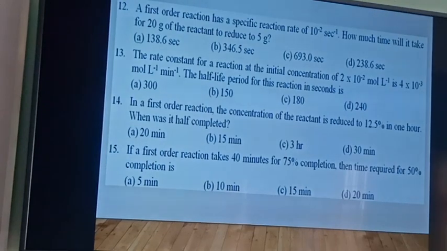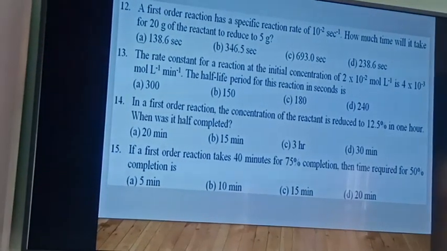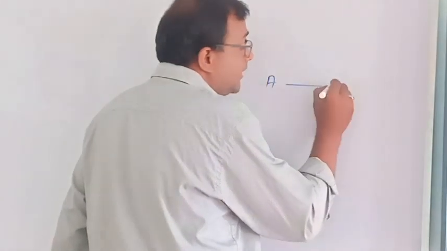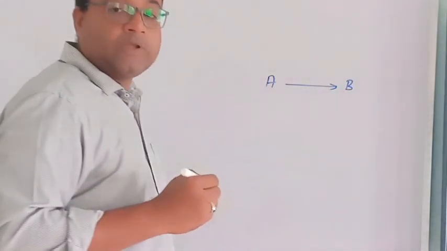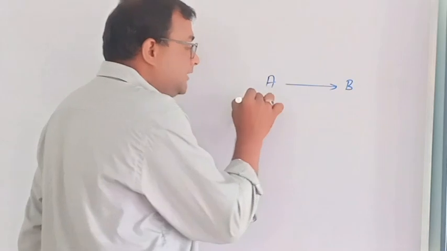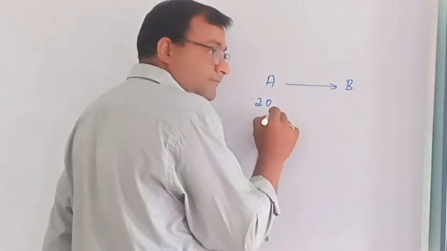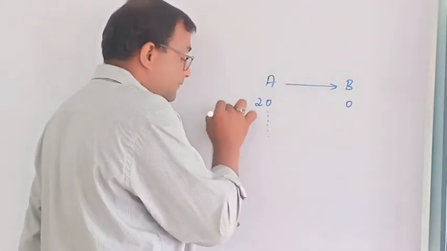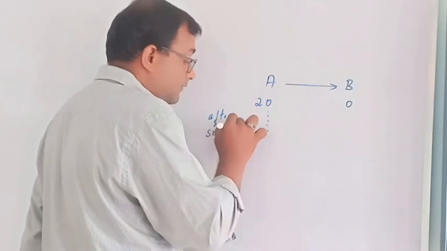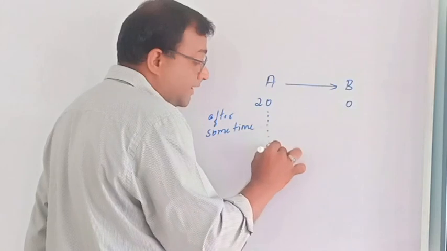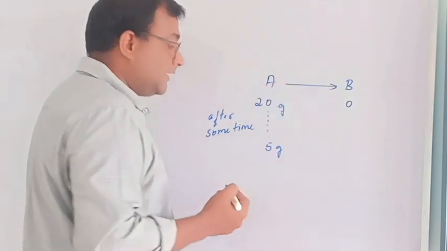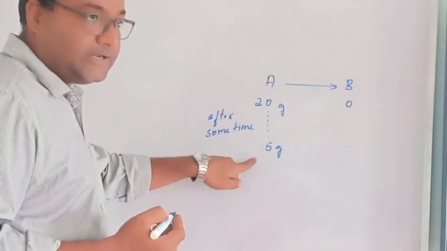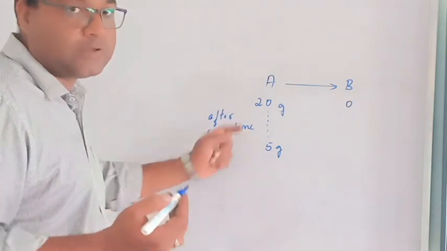Now let me solve in this way. I will solve this in two methods. One is the regular class method. There is A to B. In this reaction, in the initial state 20 gram was taken, and B was 0. After some time A becomes 5 gram. So how much time will it take to reduce 20 gram to 5 gram is the question.